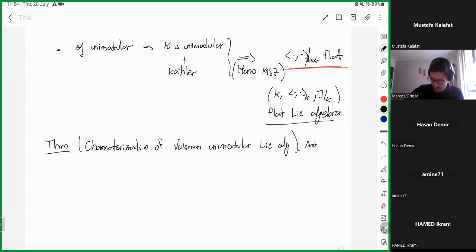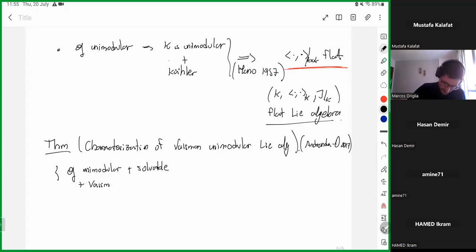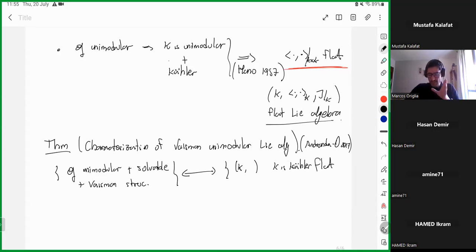We proved this with Adrian Andrada in 2017. There is a one-to-one correspondence between the algebras which are unimodular, solvable, and admit a Weismann structure, and pairs of K, where K is a Kähler flat Lie algebra, and then we need to do the central extension to a Sasakian and then to the Weismann.